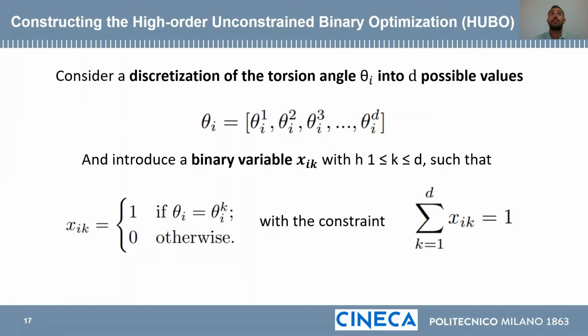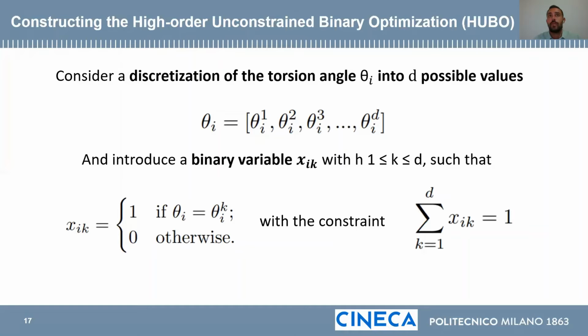Okay, we want to translate the molecular problem in terms of binary optimization. The problem is inherently high order, so this means that we will get a HUBO, which means a high order unconstrained binary optimization problem. So let's start with considering a discretization of each torsion angle theta_i into the possible values, as you can see here.